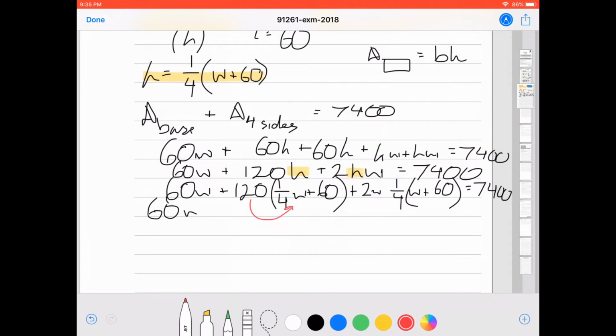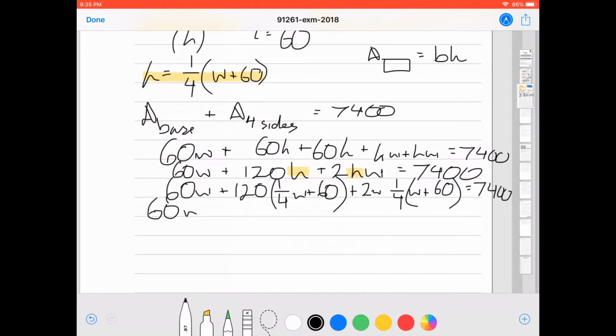So it's going to be 120 times 1/4 W and 120 times 60 here. So 120 times 1/4, 1/4 of 120. What is that? We can calculate that.